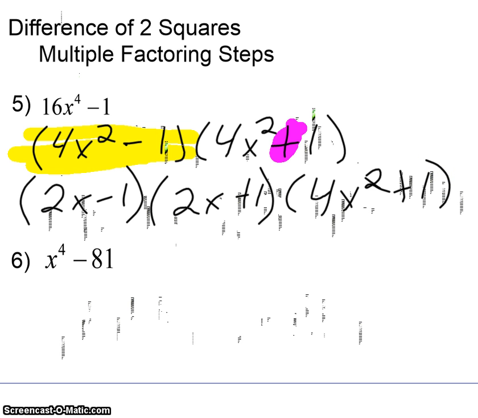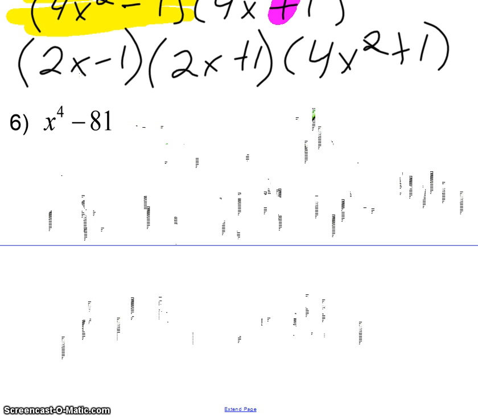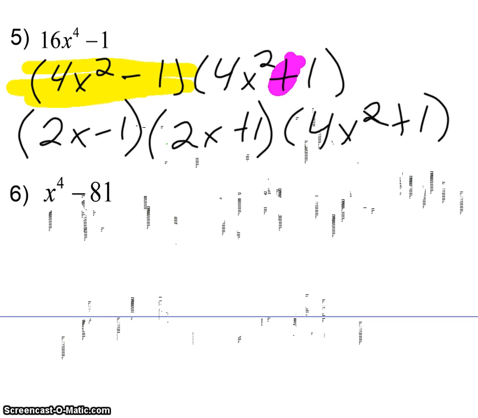All right, the one underneath it is exactly the same. So I've got the square root of x to the fourth is x to the second. That's a 2. The square root of 81 is 9.